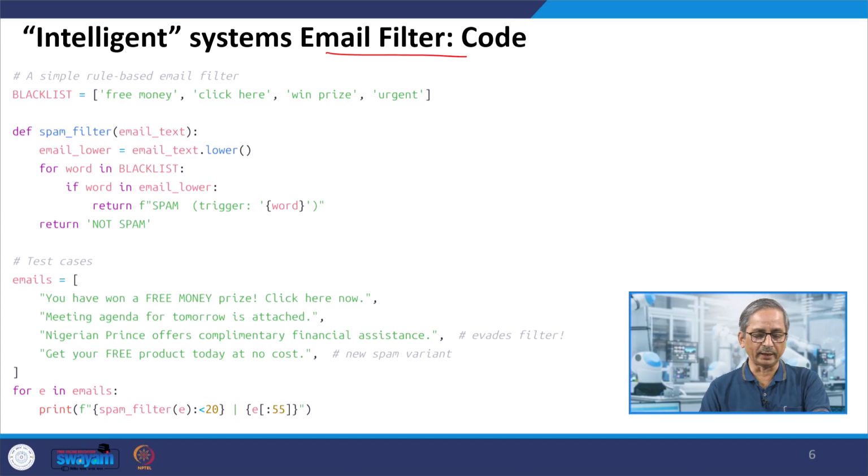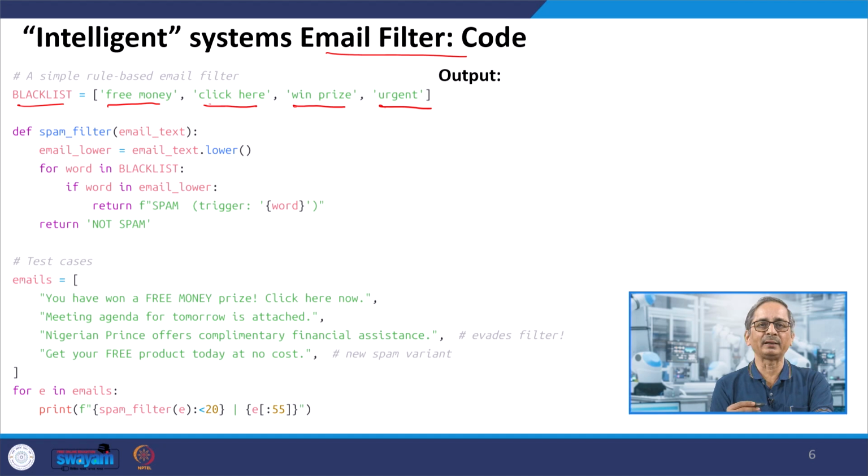To see a specific example of an intelligent system, the email filter, we have written a small code for that. In this code, we have blacklisted some words, say if your email has words like free money or click here or win prize or urgent, then we can flag it. How do we do it? First we convert the text in the mail into lower case, and then we look for these words in the email, and if they are there we mark it as spam, otherwise it is non-spam.